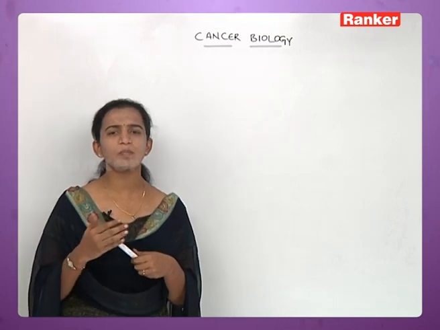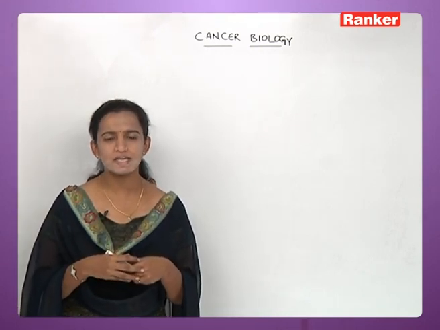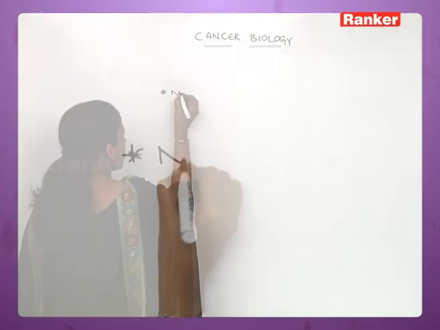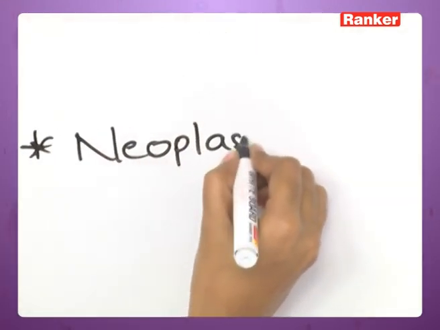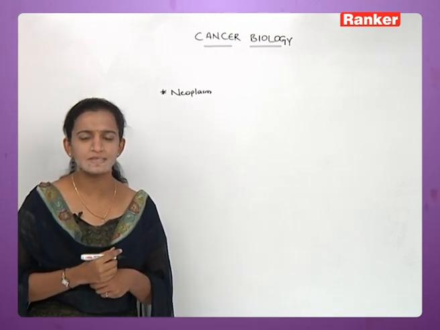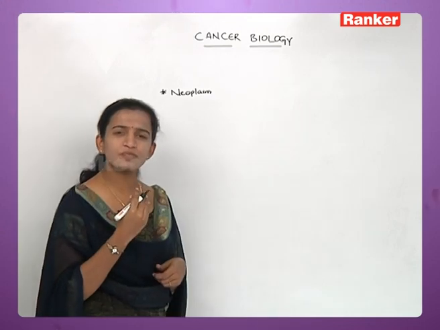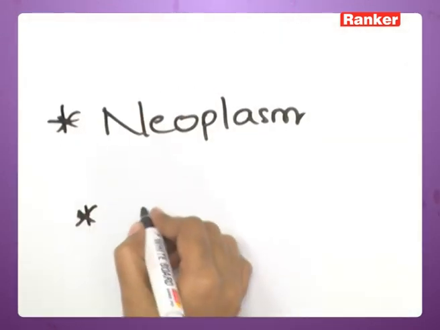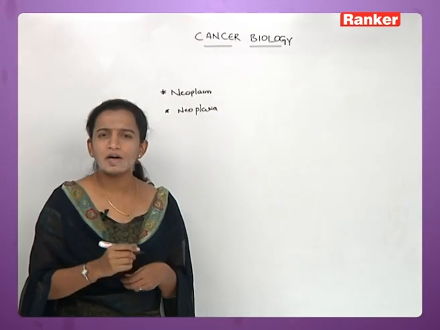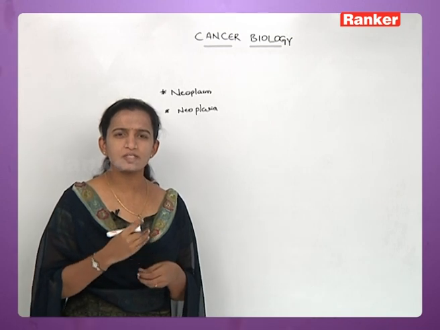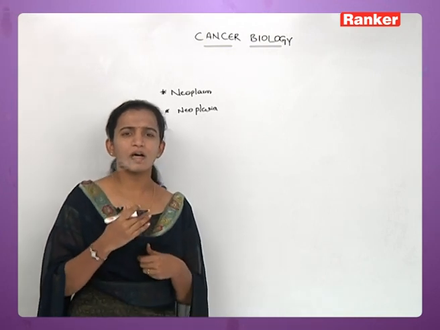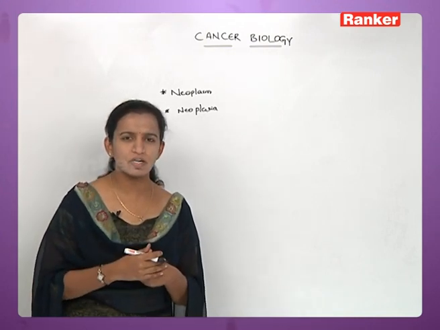Cancer means unstoppable growth of a cell, and this is called a neoplasm. Irresistible growth of a cell is called a neoplasm. And the formation of a tumor is called neoplasia. So the irresistible division of a cell is called a neoplasm, and the formation of a tumor, or the formation of irresistible cell division, is called neoplasia.